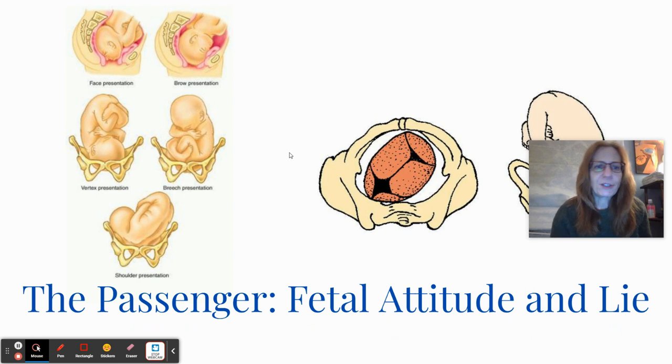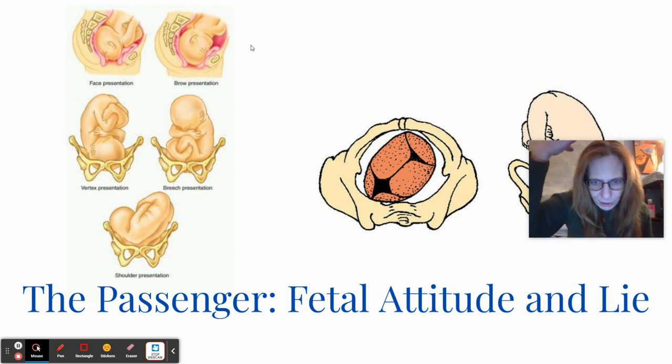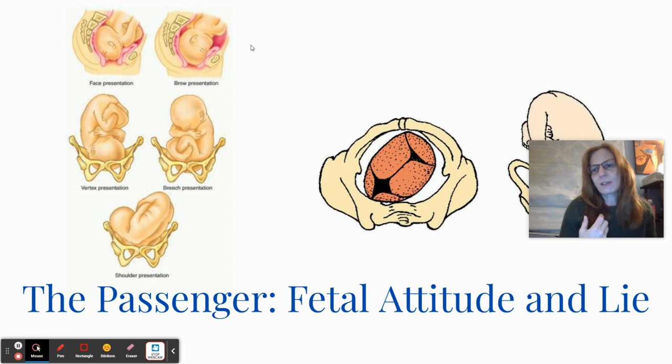All right, passenger: fetal attitude and lie. Attitude is not a state of mind in this case. Attitude refers to the degree of flexion. They have to curl. They have to tuck their chin into their chest. That's going to let the smallest part inch through, and then the bigger part can push a little bit more. It's just a way of making sure that labor goes smoothly.